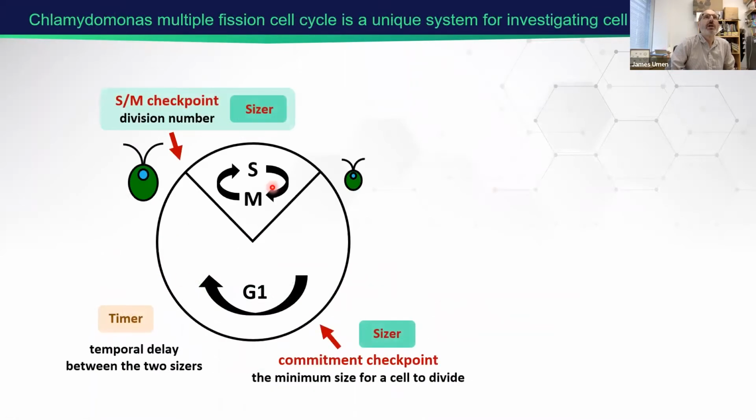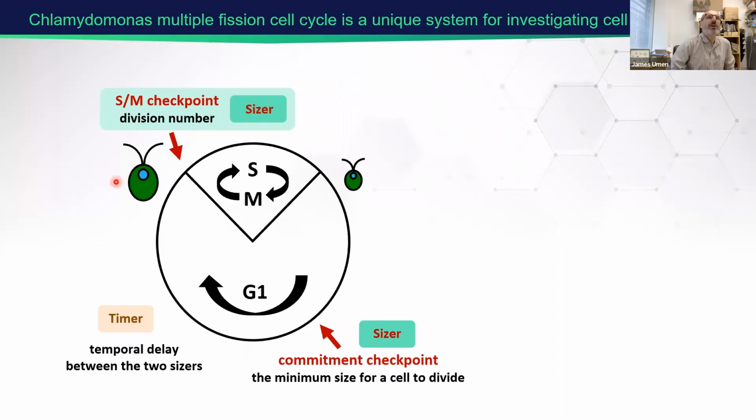And so the interest in my lab is in the cell cycle of Chlamydomonas. It's a unique biological system for investigating size control. So Chlamydomonas cells divide by a somewhat unusual mechanism called multiple fission. And in this cell cycle, the cells stay in G1 phase for a very long time and can get very, very big. So they grow more than 2 times in size during their G1 phase.